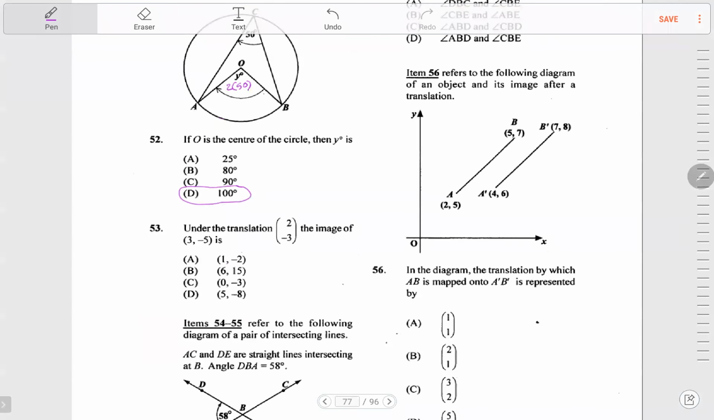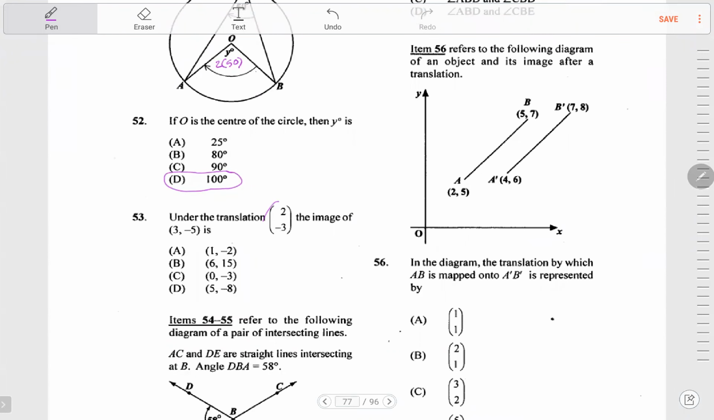And then this one says under this translation, where would this point go? I'm going to add 2 to this because of that, and then negative 5 minus 3 is negative 8. Let's set it up. It would be 3, negative 5 as a point, and I add the translation 2, negative 3. And the result is going to be 5, negative 8. 5, negative 8 is this one.